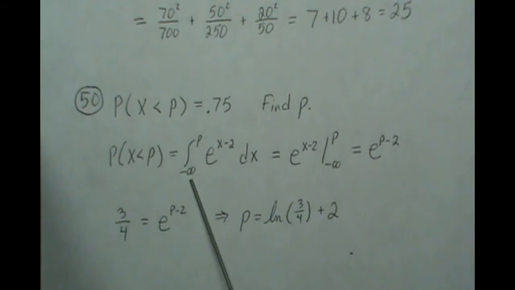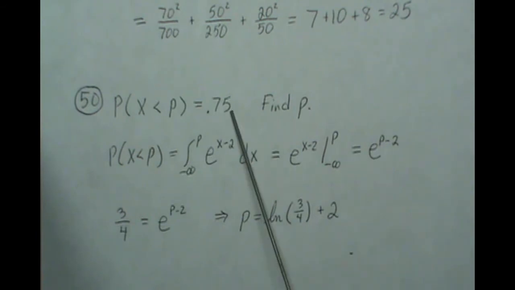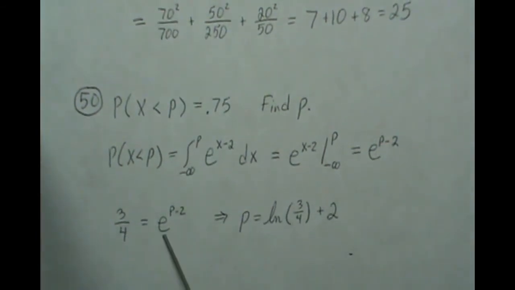is going from p downward, and the antiderivative of that is just itself. Plug in the limits, we get this. When we plug in negative infinity, that becomes 1 over e to a big number and goes to 0. So it's just a p. And this was 3/4, or 0.75. So then take the log of both sides and then add the 2 over. You get p is equal to log of 3/4 plus 2.